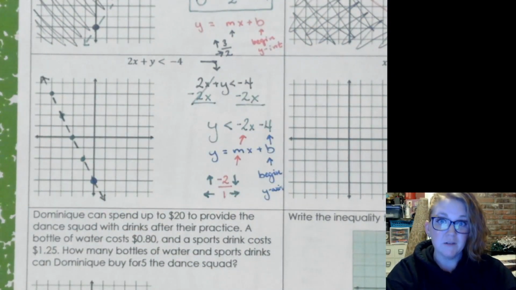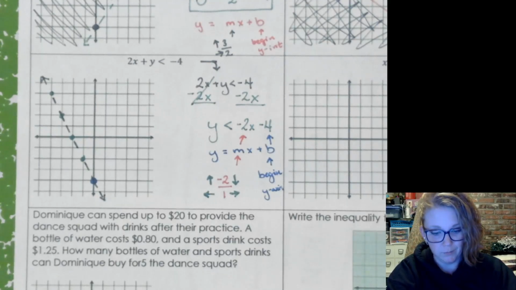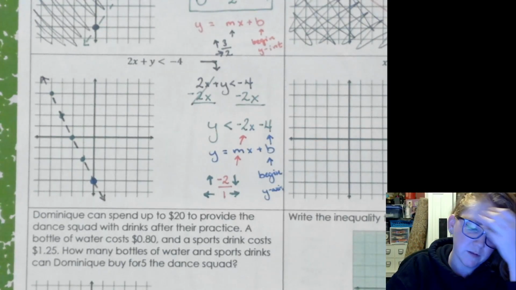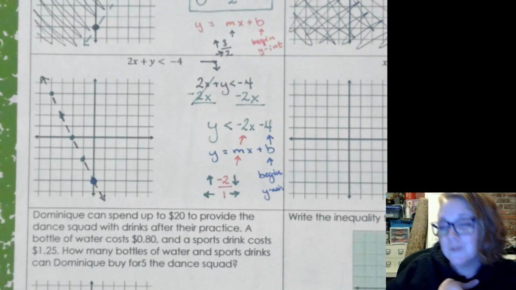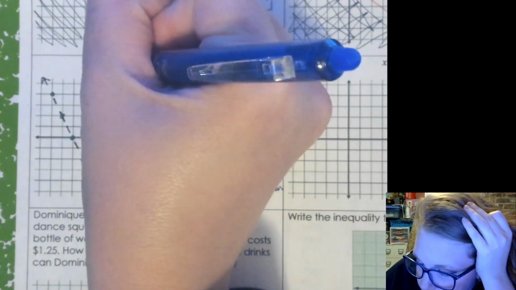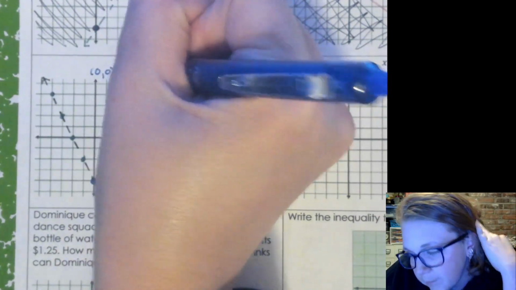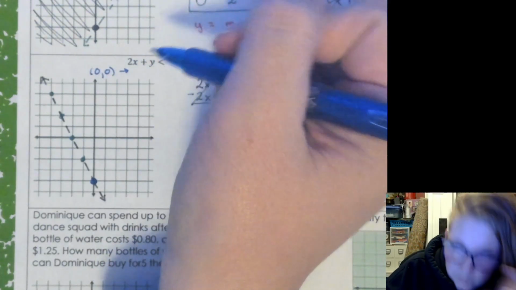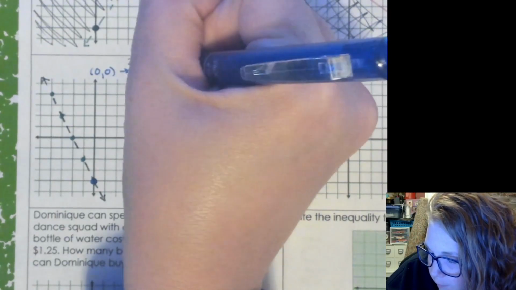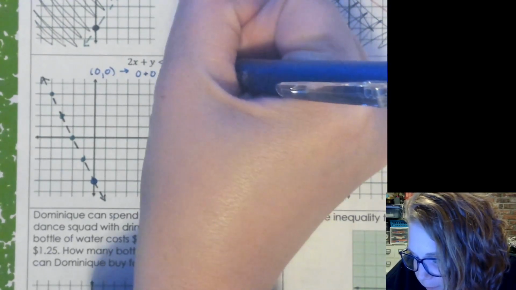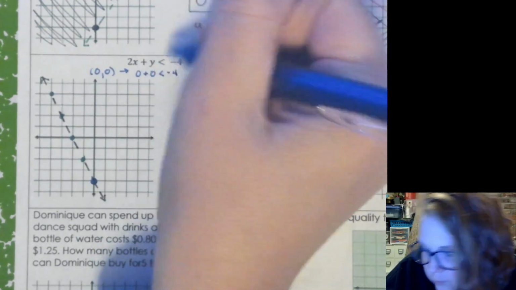All right. Now we need to pick a test point. Again, pick easy numbers. Be nice to yourself for once. Remember, Miss Howell's favorite easy numbers are 0, 0, because you don't have to do any math. Perfect. Awesome. So let's try 0, 0. When you do 0 times 2, that's 0. Good job. And then plus y. Hey, what was y? Oh yeah, the 0 is right there. So 0 plus 0. What is 0 plus 0?